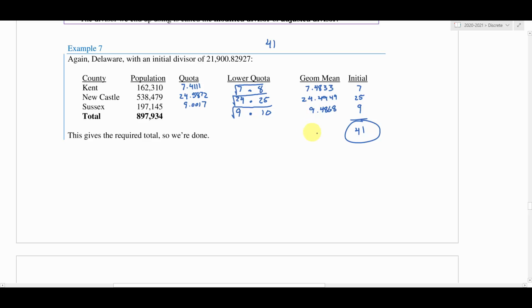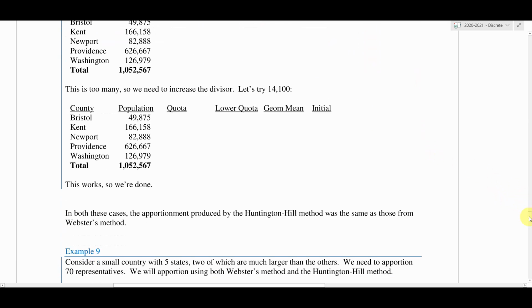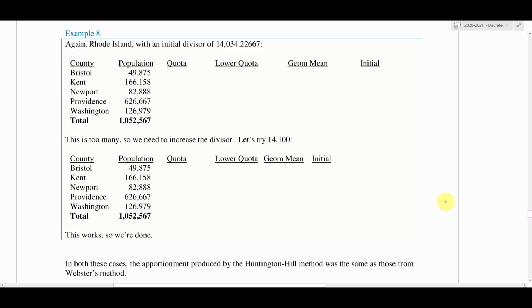Now what happens if you get to the end here and you don't get the correct number? Remember I told you this is a modified divisor method. You have to go and adjust the divisor and start over. It's still kind of tedious and still not the prettiest thing in the world, but it is the best method that we have, and we have used this for now close to 80 years.